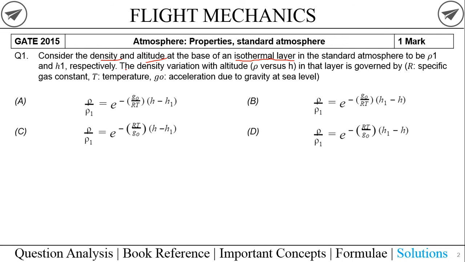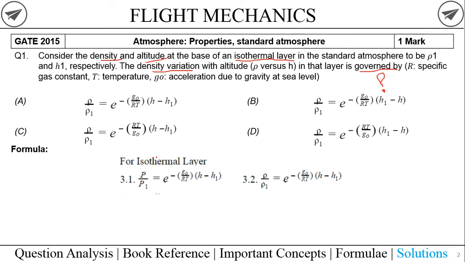So next, in the next part of the question, they have asked: the density variation with altitude rho in that layer is governed by. So they are basically asking for an equation, and what they are asking is the density variation. So we need the density variation for the isothermal layer. So the formula for it will satisfy the answer for this question. So this is a pretty direct question, and here are four different options provided.